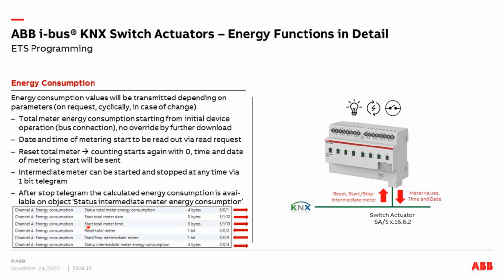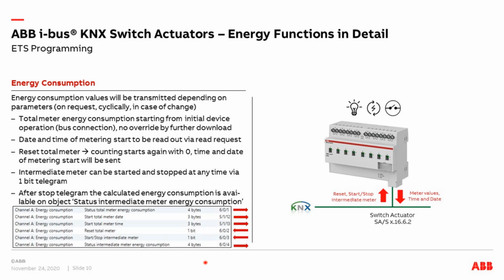We have a reset group object, you see it here. A 1-bit telegram has to be sent, and then I can reset the value to 0. Then I get the time and date of the metering start available, and of course also the value on a separate group object, status total meter energy consumption, a 4-byte value. So after every reset, you get the value and the starting time, and then it starts to count again, of course. So it's very simple.